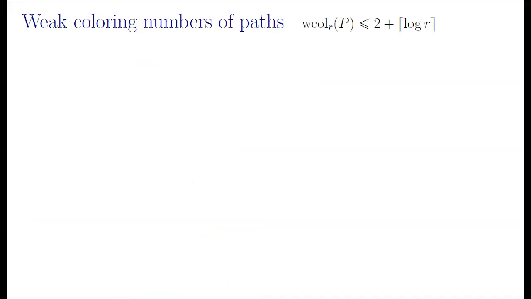We will show this inequality. The r-weak coloring number of a path P is at most 2 plus the ceiling of log r. We'll do this in general, but the example that I will present in a moment, with a picture, has r equal to 7. The ceiling of log r is then 3, and we'll show that the bound is 5.